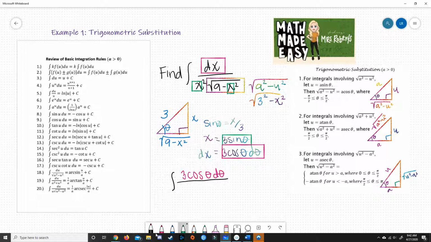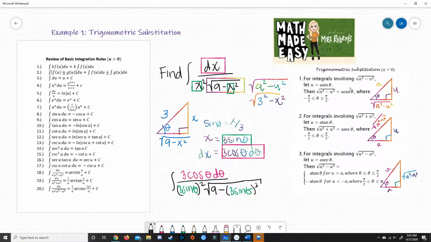Green is going to get replaced with 3 sine of theta, and then remember that this is squared because of the squared there. We're not replacing the squared. We're only replacing the x. Now this is going to be the square root of 9 minus 3 sine of theta squared. The rest of this is now a matter of simplifying.